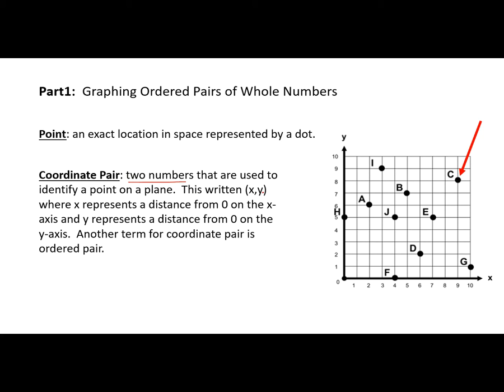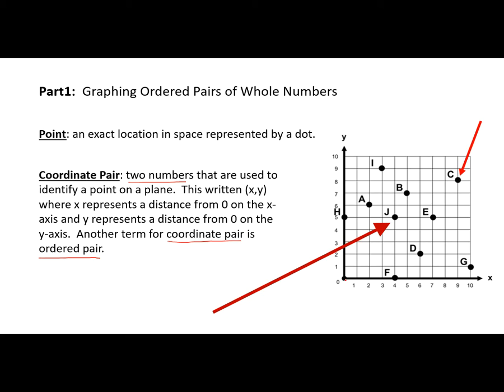This is written (x, y), where x represents the distance from 0 on the x-axis, and y represents the distance from 0 on the y-axis. Another term for coordinate pair is ordered pair. So coordinate pair and ordered pair are synonyms of each other. They mean about the same thing. So let's take a look at this point here. This is an exact location on this plane. The plane is this graph right here.